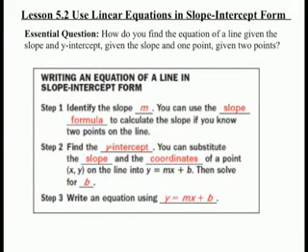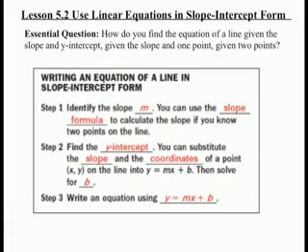Lesson 5.2, use linear equations in slope-intercept form. How do you find the equation of a line given the slope and y-intercept, given the slope and 1 point, or given 2 points? When writing an equation of a line in slope-intercept form, step 1 is to identify the slope m. You can use a slope formula to calculate the slope if you know 2 points on the line.